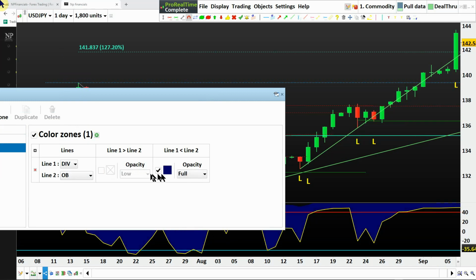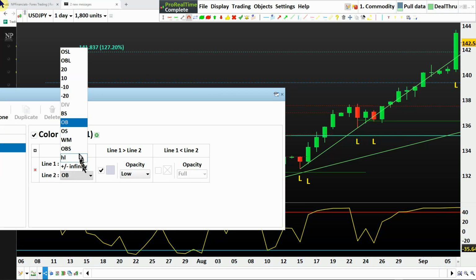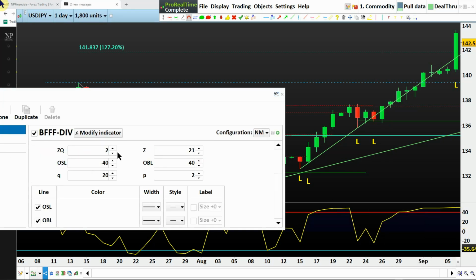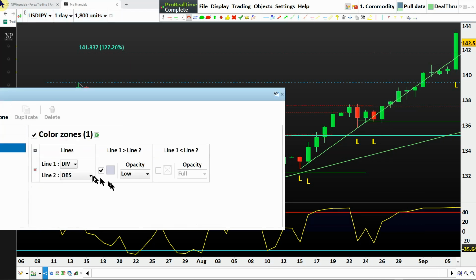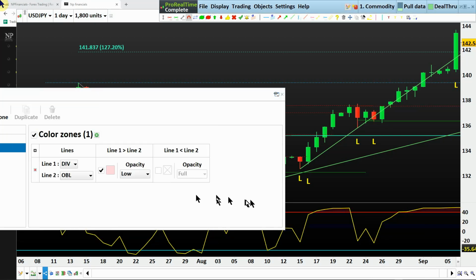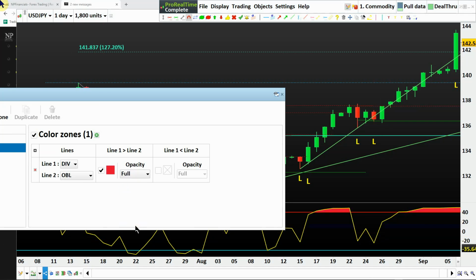Oh my God, what did I do? If the divergence indicator is getting overbought, OBS overbought. Let me find out what this is. I'll take this out. Yeah, OBL. So in the colored zone, we need to say OBL. My mistake, I selected OBS. So OBL. If the divergence line is getting beyond overbought, then I'll make this red. So it will show me how long it can stay. That's it. How good is this red color?